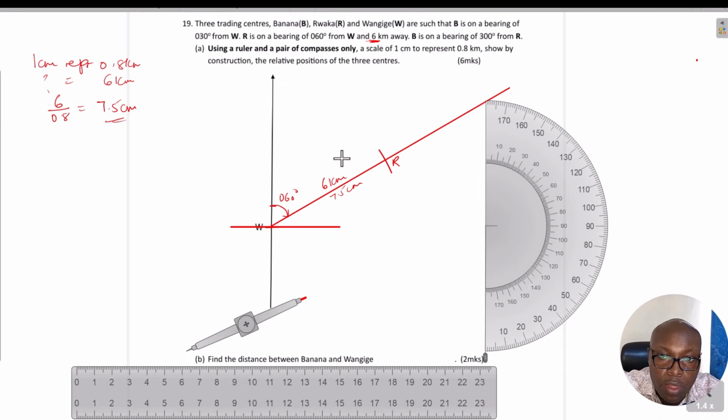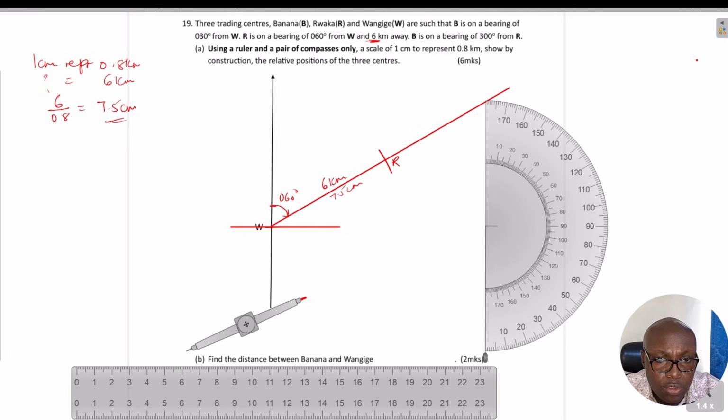Then B is on a bearing of 300 degrees from R. So we have to measure 300 degrees from R. So what we need to do is to construct a true north at R. So how do you do that? When you're constructing the true north, you must ensure that the true north that you're constructing there should be parallel to the other true north that you're going to construct there. So how do you ensure that you do that?